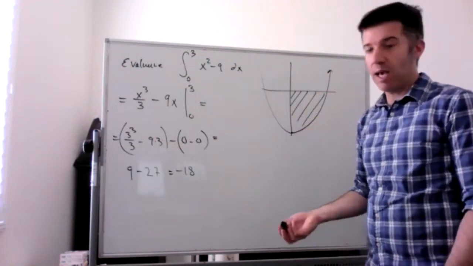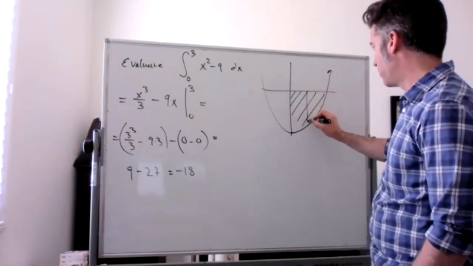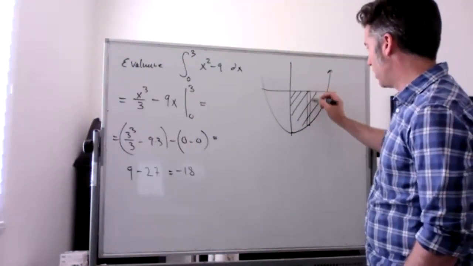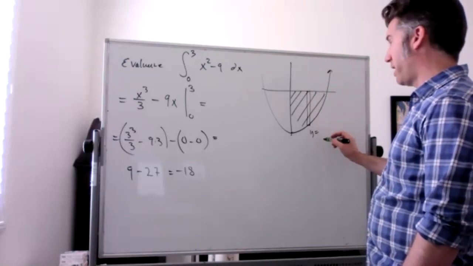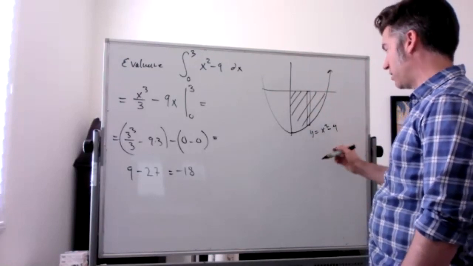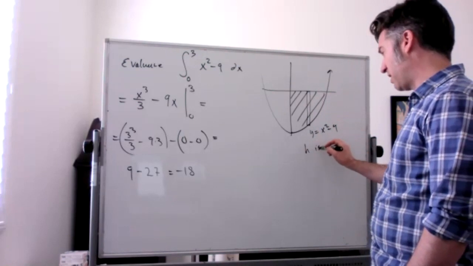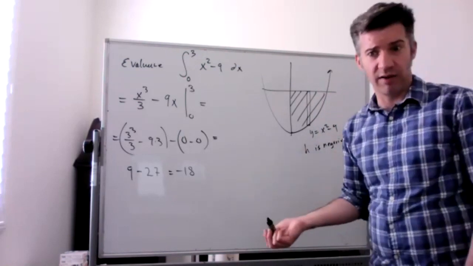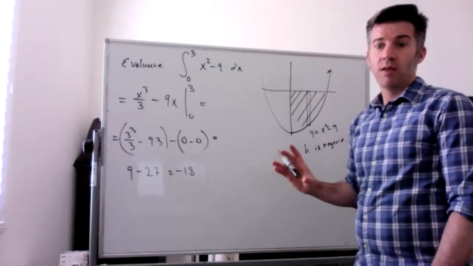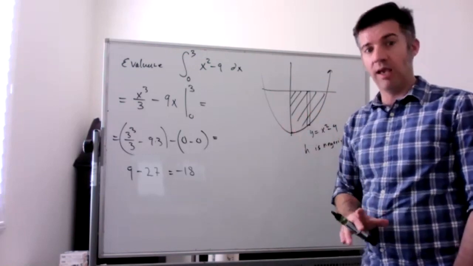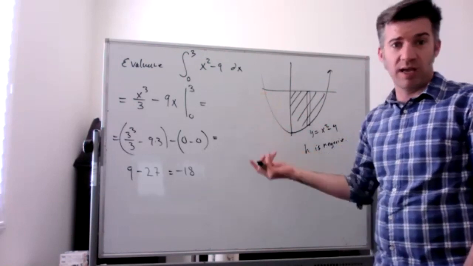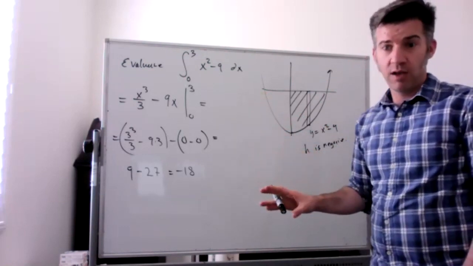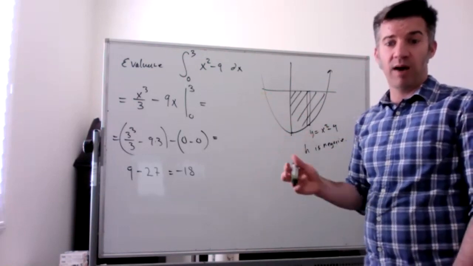And so what's happening, right? If we're saying our height is y equals x squared minus 9, well, that means our height is negative, which is why we're getting a negative area there. So here's the thing. If you're told to just evaluate an integral and it comes out negative, perfectly fine. But if we want the area, we have to be careful about how we set it up.